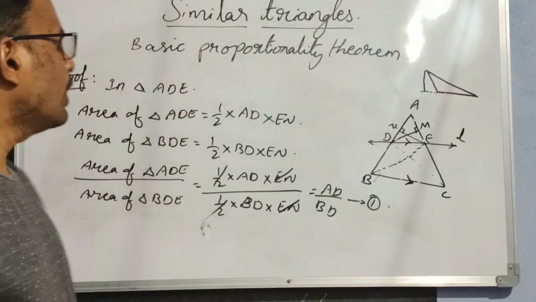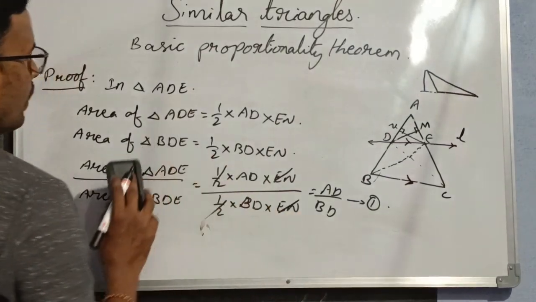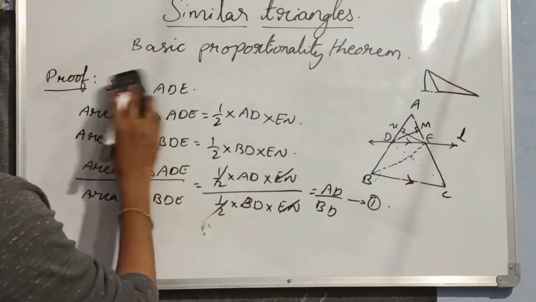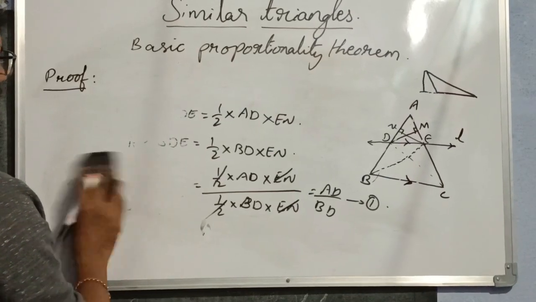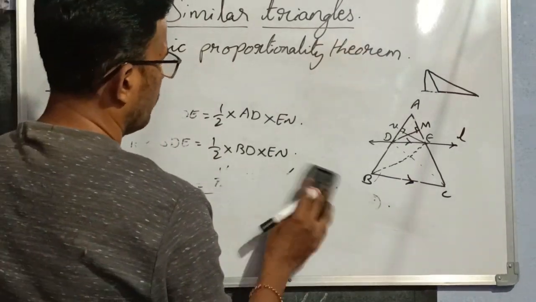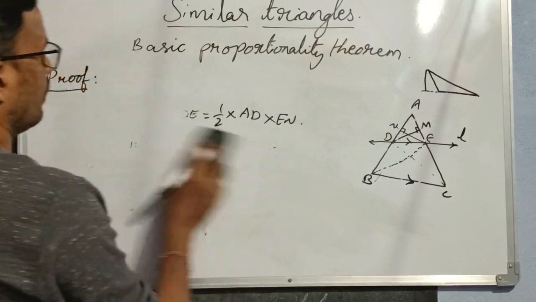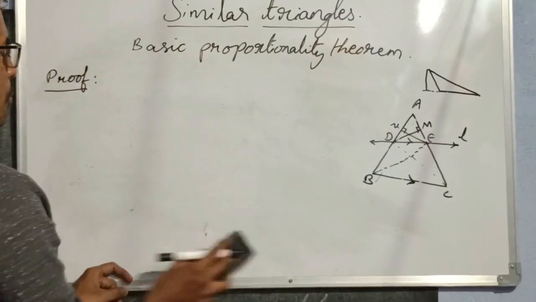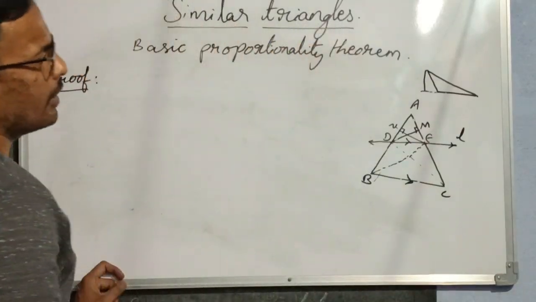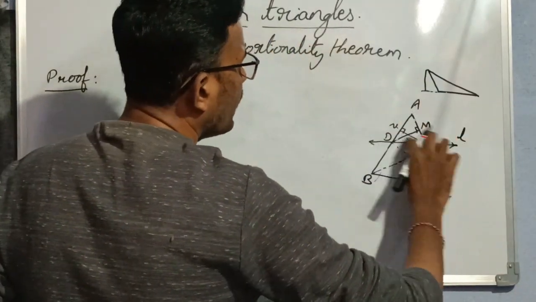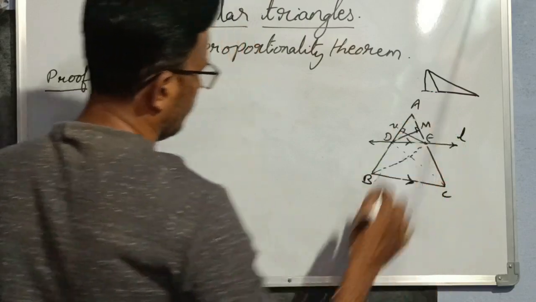Now let us move to our next triangles. I am erasing this because the place is not sufficient for me, and taking the second condition. Now move to our next side, that is AC. What are the triangles related to AC? The same triangle ADE and also CDE.